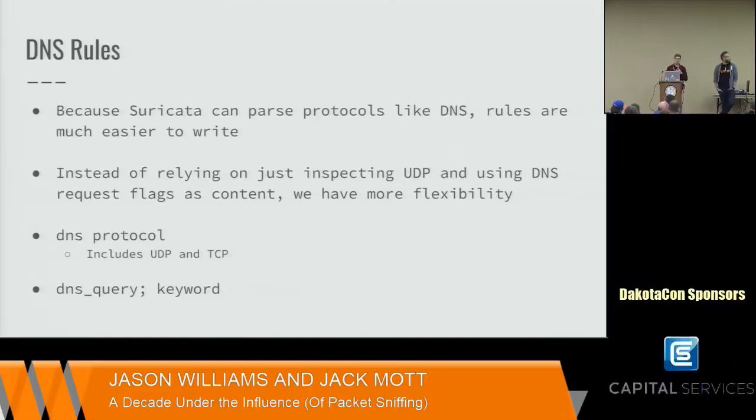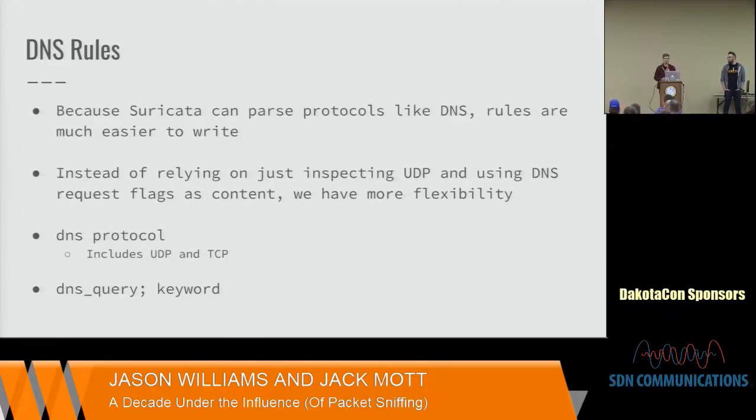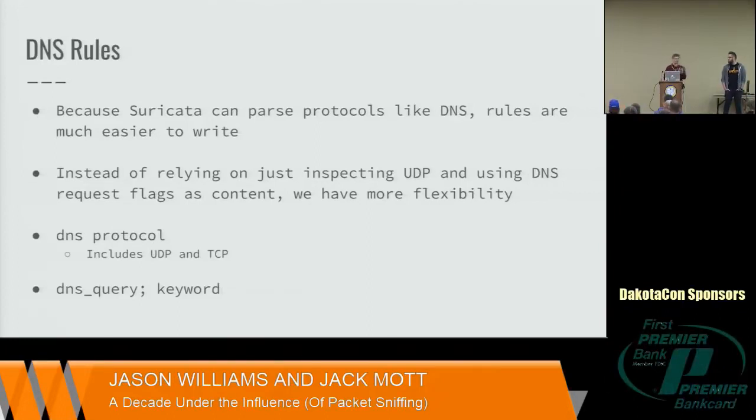So instead of just relying on the UDP protocol, we have a DNS protocol keyword that we can use. This does both UDP and TCP-based DNS queries. And again, it's port agnostic. So we don't have to say only look for traffic going to port 53. We can say look for traffic on any port. And that's really powerful because it allows for flexibility and efficiency. And then we also have what's called the DNS query keyword. Essentially this is just ripping out whatever domain exists in that request, and that's what we're looking for.